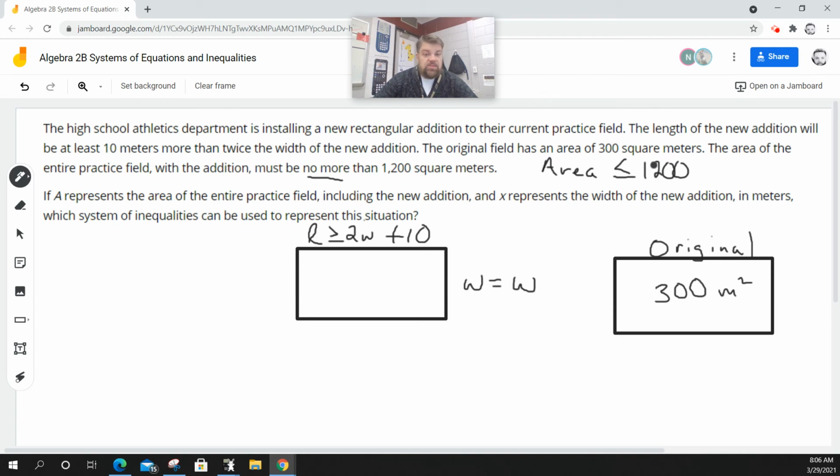And so I think we have what we need. So let's do a couple things. What is area? Well, the area is just the length times the width. So in this particular case, we have the length, which is 2w plus 10, times w, or 2w squared plus 10w.